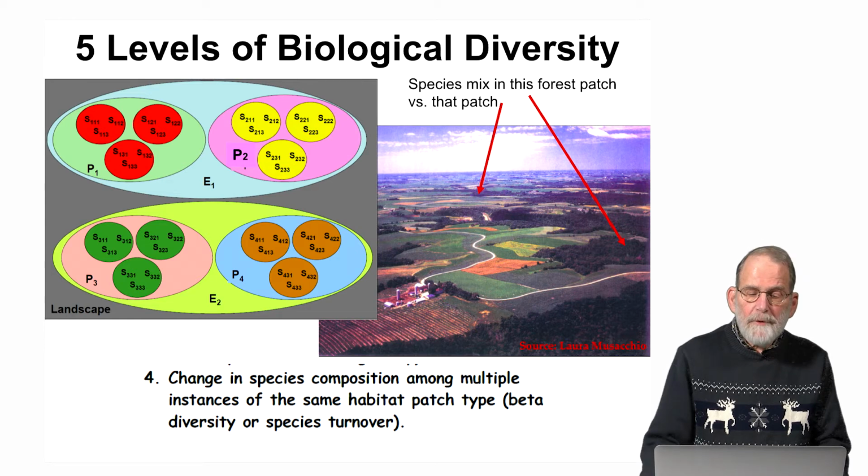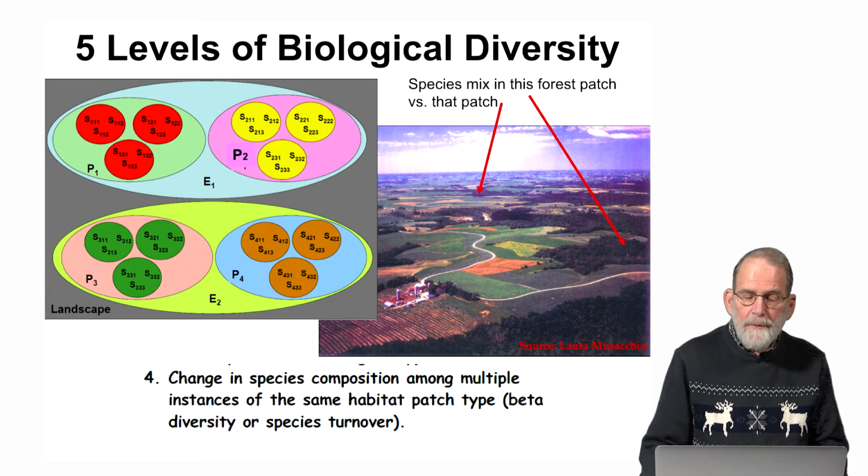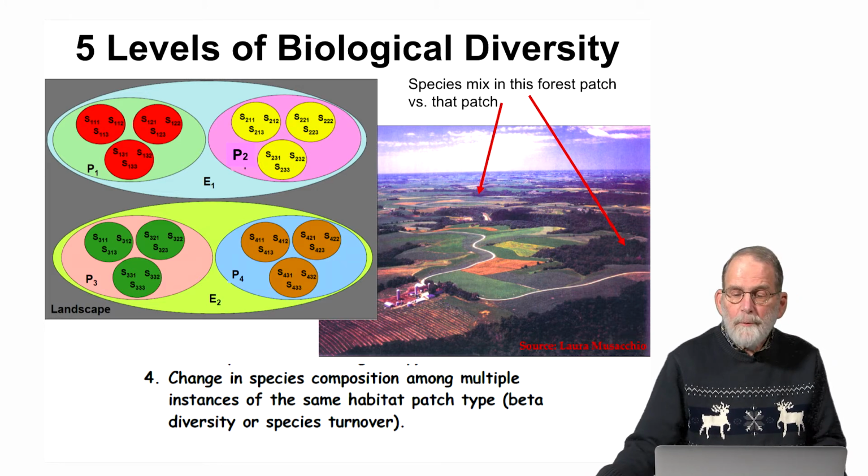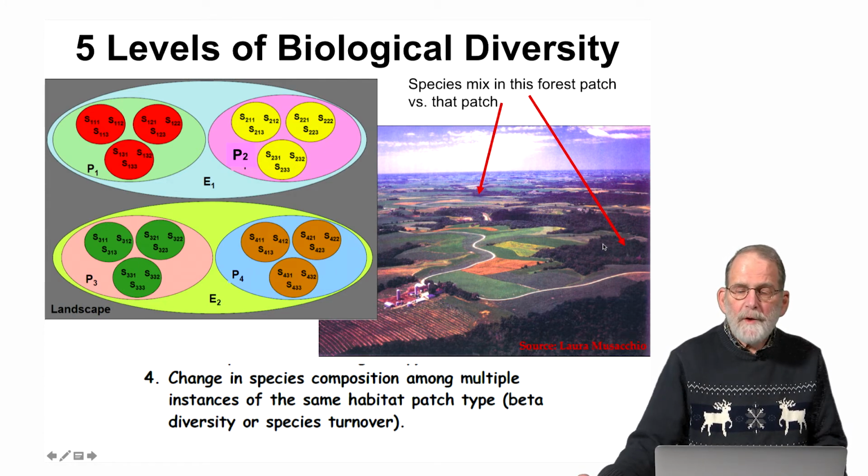The fourth level of biological diversity is change in species composition among multiple instances of the same habitat patch or type. This is called beta diversity, or species turnover. In the slide on the right, we can talk about two patches of the same type of forest, one patch in the background and another patch in the foreground. Beta diversity is about the composition of species within the patch in the background versus the composition of species within the patch in the foreground.